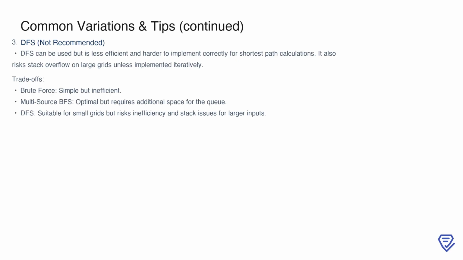Now, when considering trade-offs between the different methods, brute force is simple but highly inefficient. Multi-source BFS strikes the best balance, offering optimal performance while requiring some additional space for the queue. DFS might be suitable for smaller grids but introduces inefficiency and stack-related risks for larger inputs. Understanding these trade-offs is crucial to choosing the most effective solution for this problem.